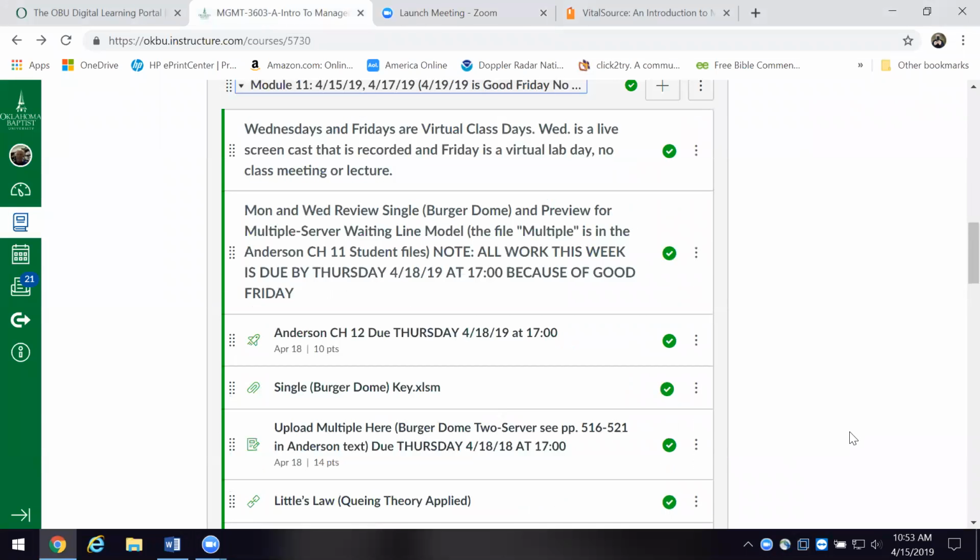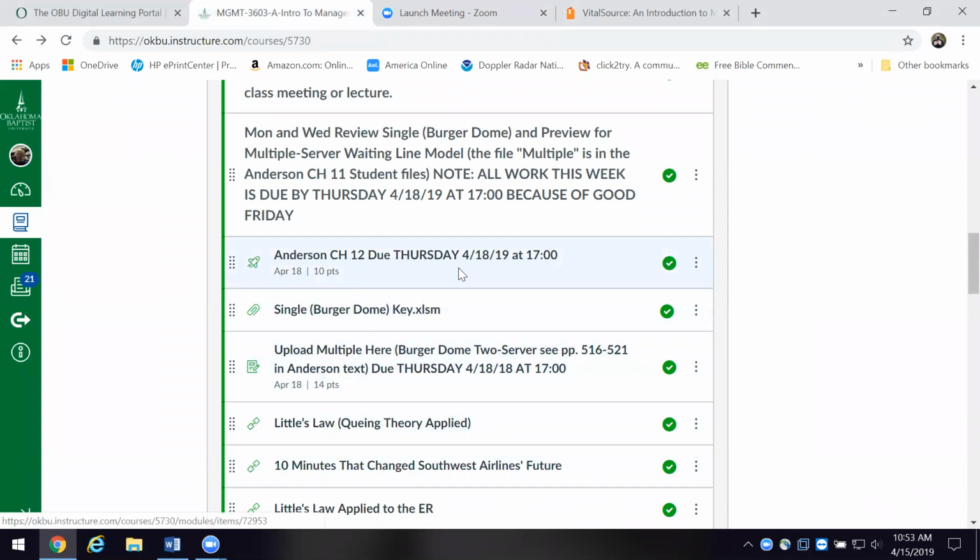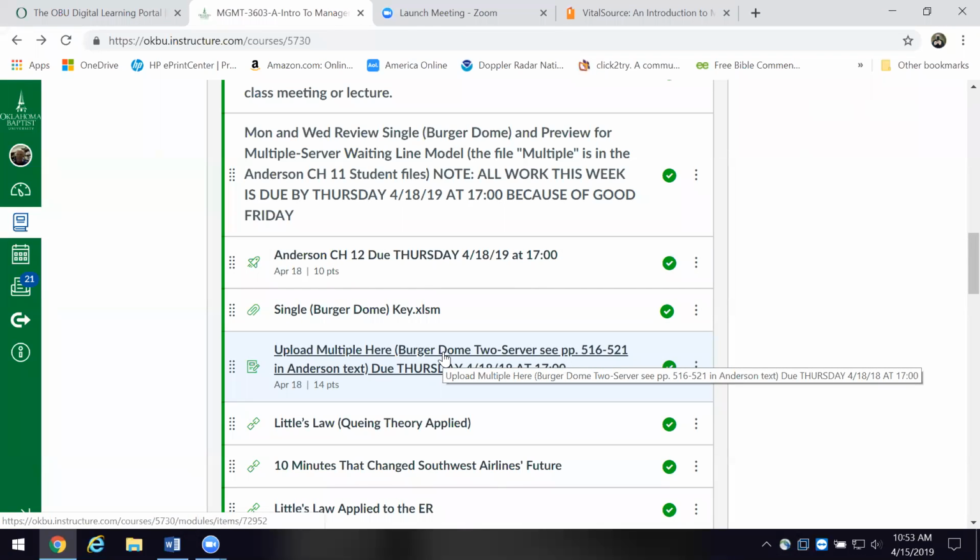Just want to make sure with everybody, Friday is Good Friday, so everything is due by Thursday at 5 o'clock because of Good Friday. And you've got the Anderson Chapter 12 case, and then we have the single Burger Dome. That's the key. We talked about it last week. This case, the multiple Burger Dome, the two-server queuing line, that's over in pages 516 through 21.